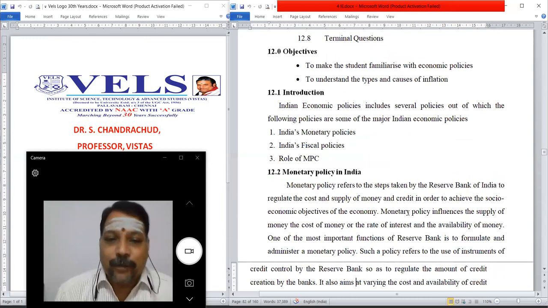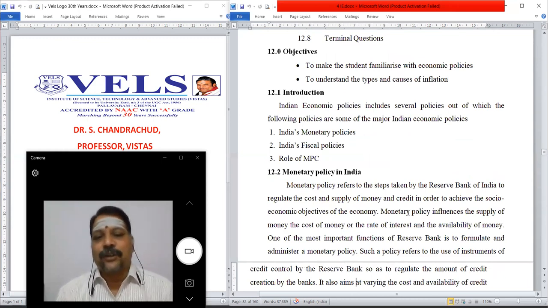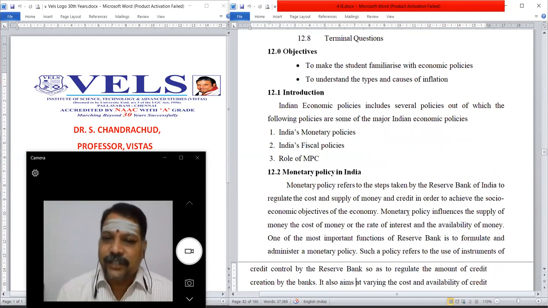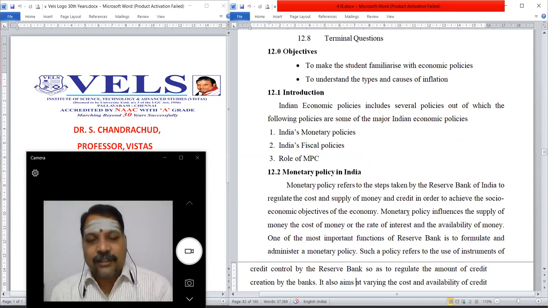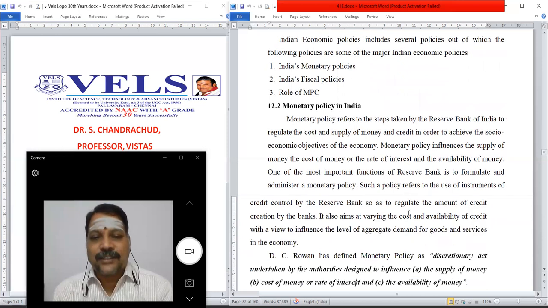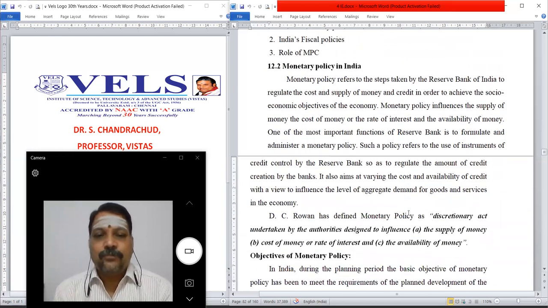The Indian economic policy includes several policies, out of which the following are some of the major Indian economic policies. What are they? Number one, India's monetary policy, and second one is India's fiscal policy. And we have to see what is the role of this monetary policy and fiscal policy. Let's start with the monetary policy.